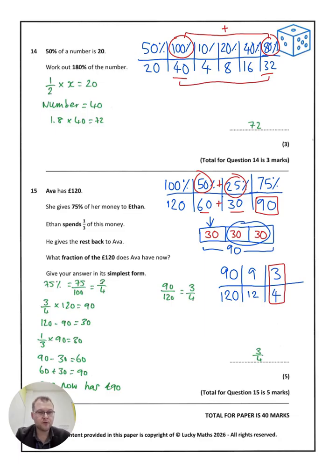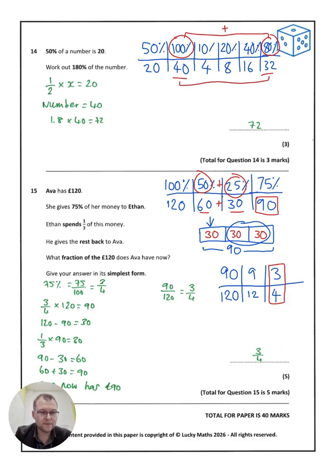Okay, and finally, another problem-solving question involving percentages and fractions. Firstly, 75%. Good way to do that is to half 100%, 50%, and half that, 25%. Add the two numbers together. So that's £90 that Ava's given to Ethan, basically.